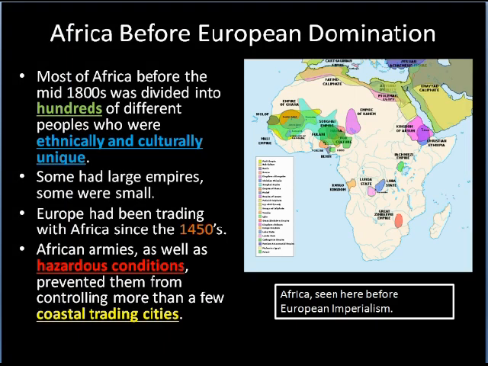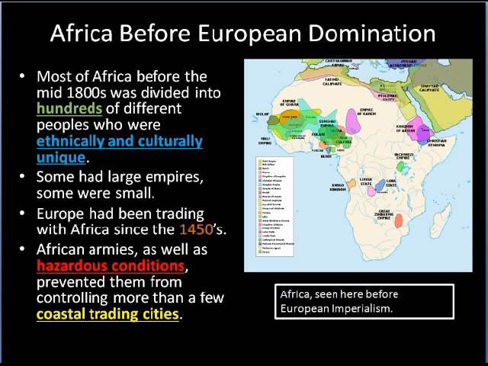Now, anyway, let's continue. Europe had been trading with Africa since about the 1450s. Portugal specifically had made some trading cities on the eastern and western coasts, and they actually went around the Cape of Good Hope, which is basically the very southern point of Africa. And they had gone around there to get to India and China to trade, of course. And so they do leave some trade centers on their way there.